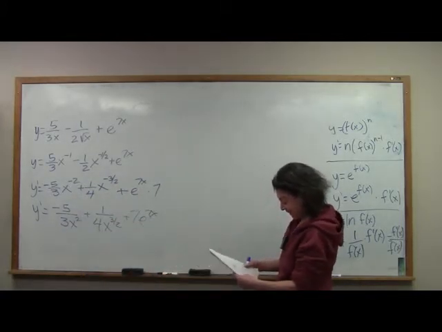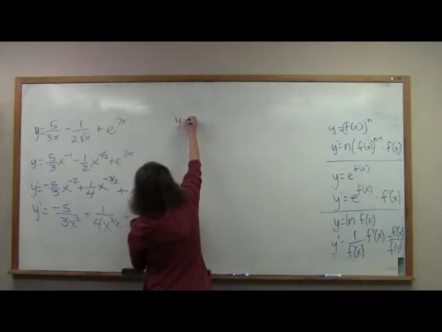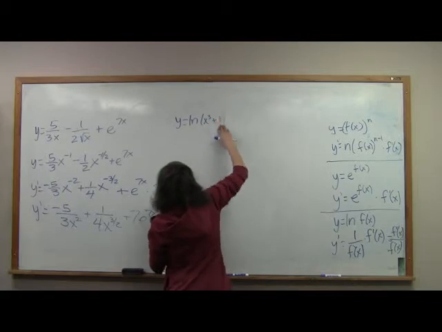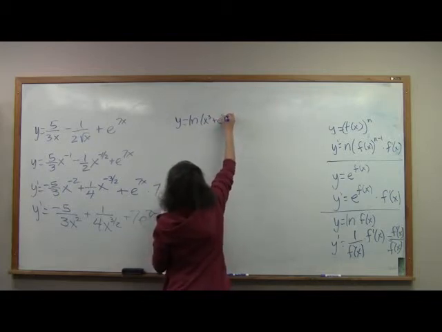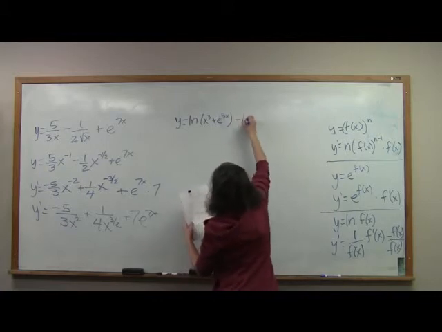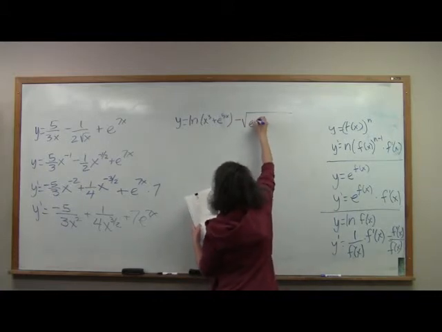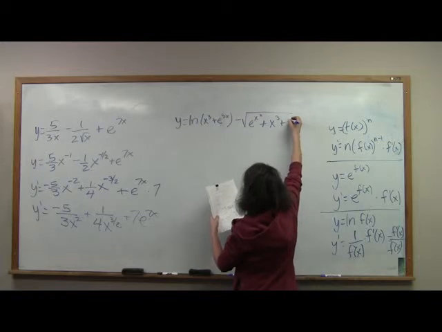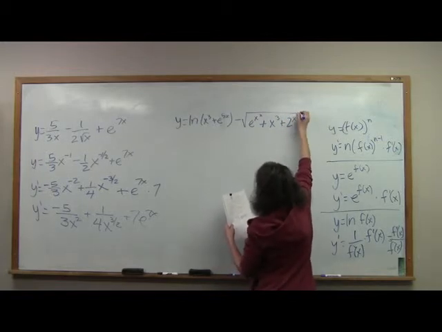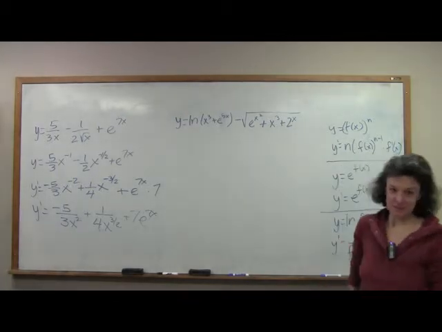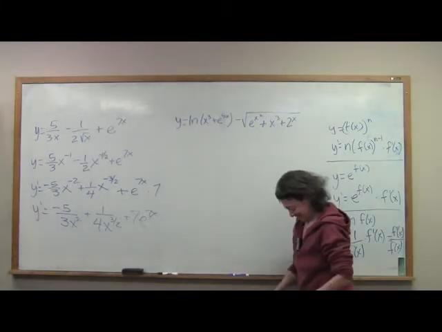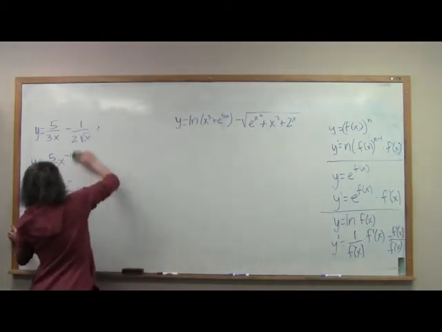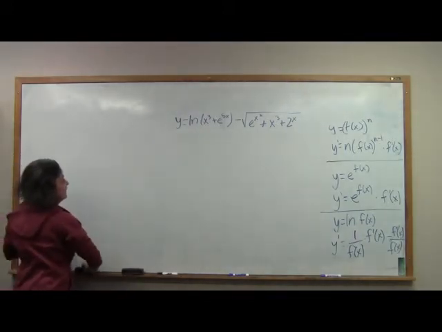Okay, so here's a really nasty looking one, but it's going to be a ball. What if I have the natural log of x cubed, let's do this, plus e to the 5x minus the square root of e to the x squared plus x cubed plus 2 to the x power. And I totally don't want to simplify this. Okay? So, let's do it. Here we go.